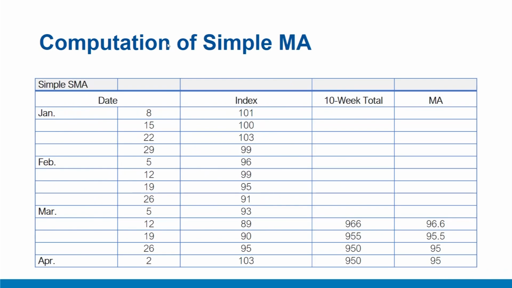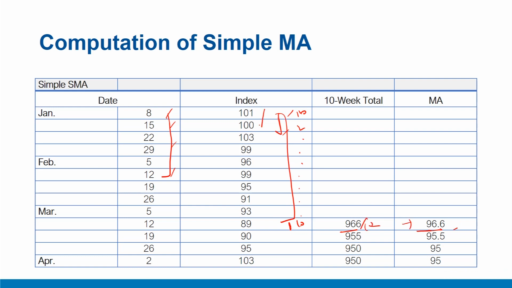For example, consider the table shown here, which indicates the movement of an index over weekly interval. So these are the weekly intervals, 8th, 15th, and so on, and this is the movement of prices over weekly period. Now this is a 10-week simple moving average, SMA. So 1, 2, 3, 4, 5, 6, 7, 8, 9, 10. So if this is my first observation, this would be my 10th observation. The simple average of all these 10 observations is 966, and average of this is 96.6. So this is the summation, this is the average of 10 observations. So divide by 10, we'll get this figure.